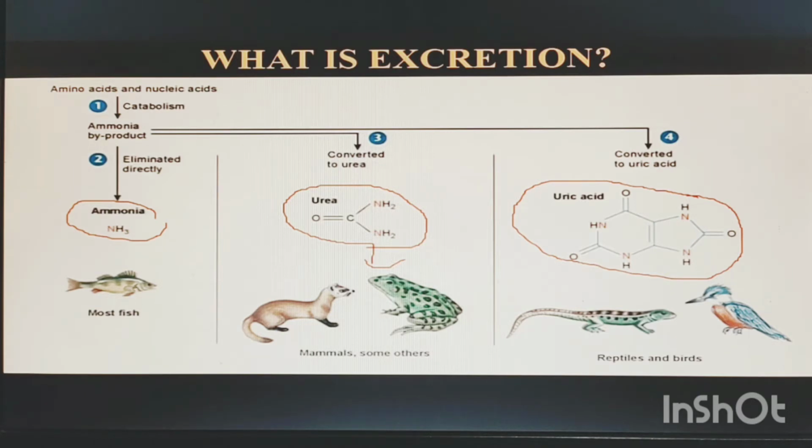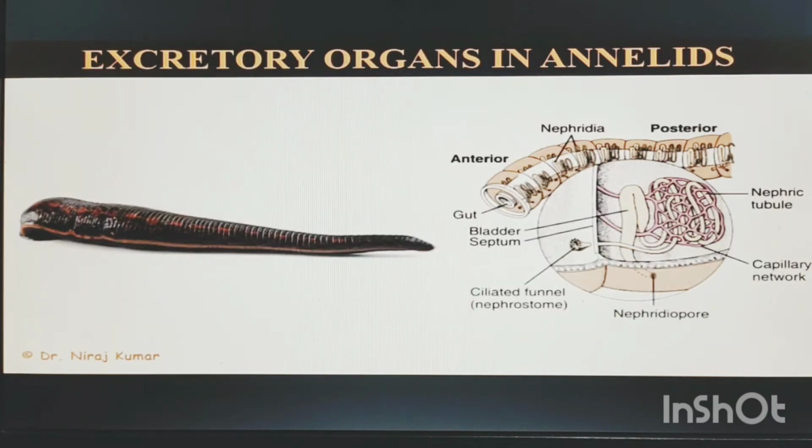Next topic is excretory organs found in annelids. Friends, the nephridia are the main excretory organ found in phylum Annelida. These are metamerically segmented animals. Nephridia open at both ends and form a funnel between body cavity, coelom, or outside.